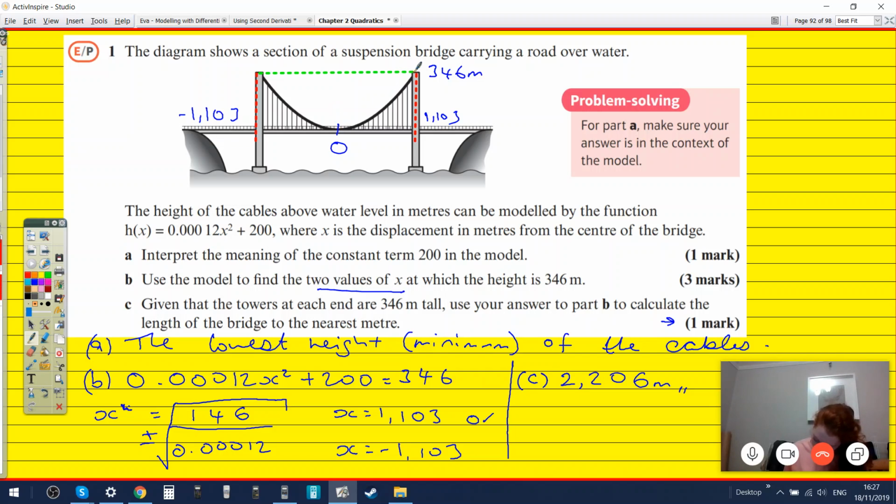So we got two answers for the first one because that was the two of them there. It's symmetrical with the origin in the middle. 346 meters high is from here to here. And then part C told us that that is each end. So it's not somewhere in the middle or something. And so we had to just double it to get the total length. It's just about understanding it. Any questions about that? No. Okay.